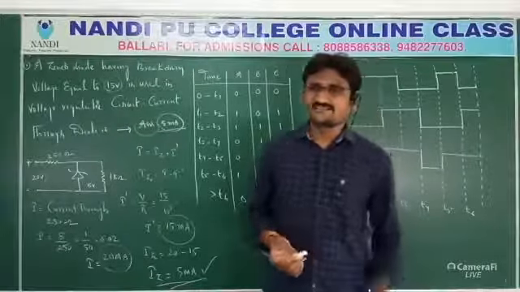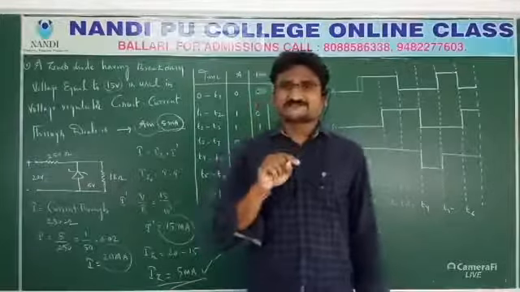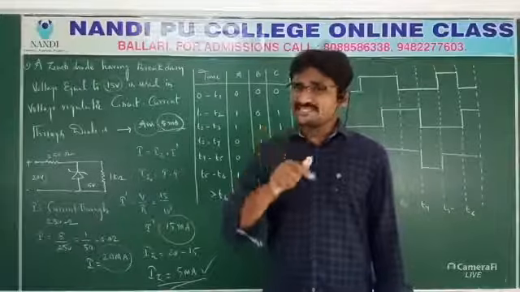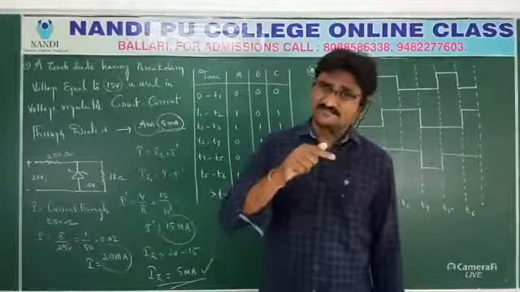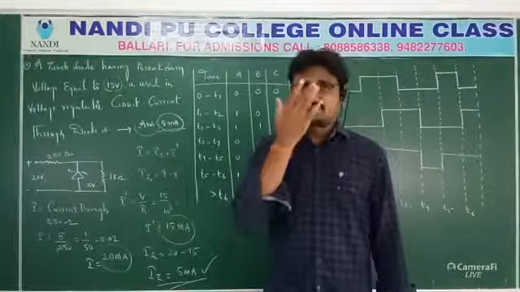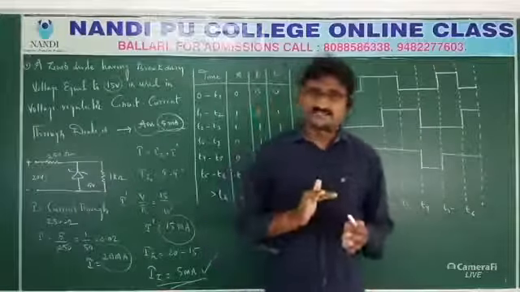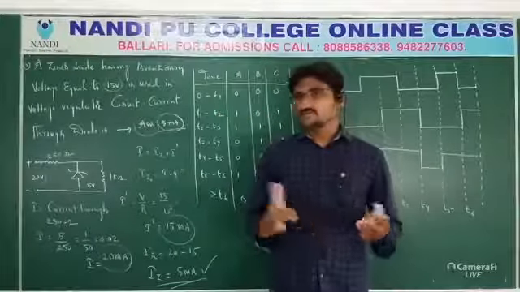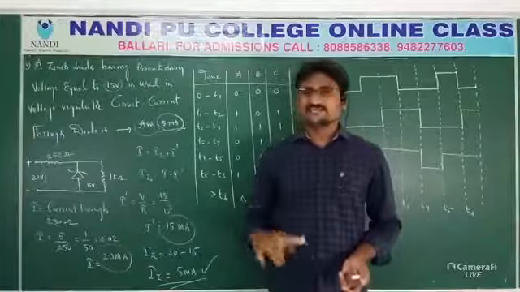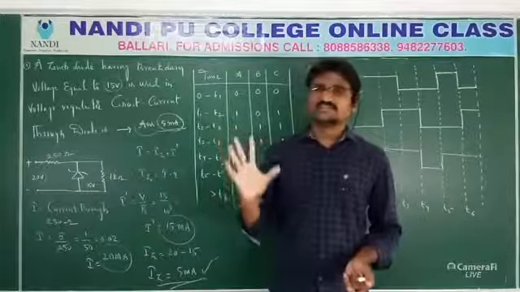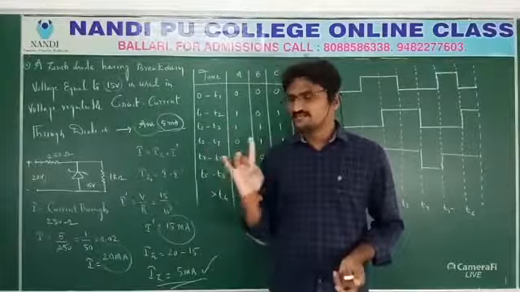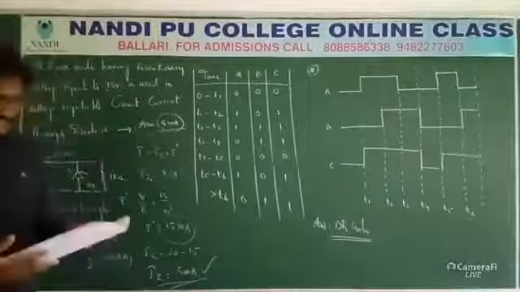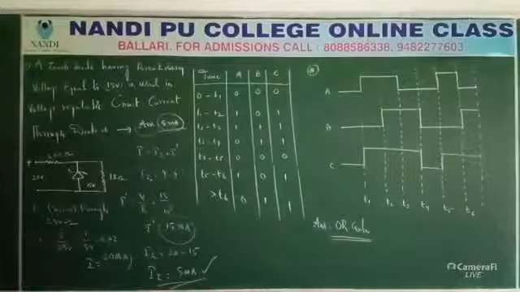Understand? Why? Because an ideal diode means the diode which offers 0 resistance in forward bias and infinite resistance in reverse bias. So you can clearly understand that in the reverse bias condition we can neglect the diode. I will give you one example, then you can easily understand. Just note down the first question.